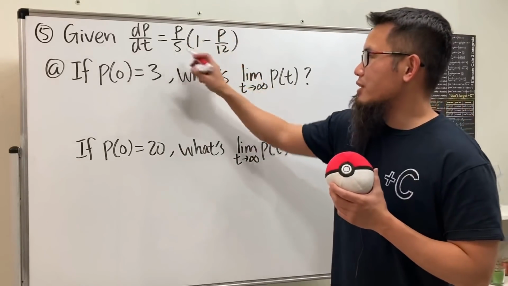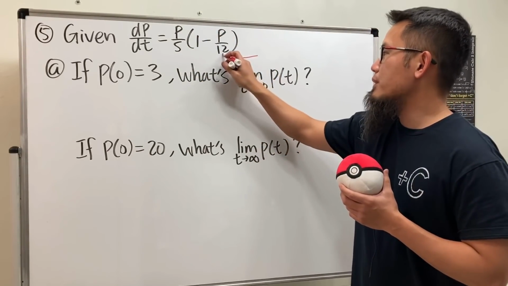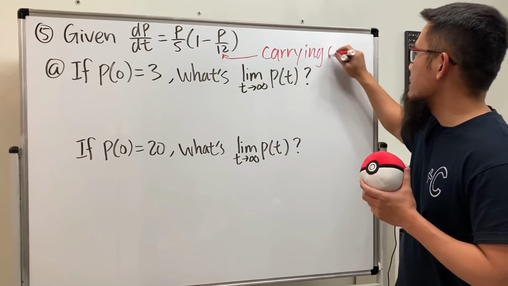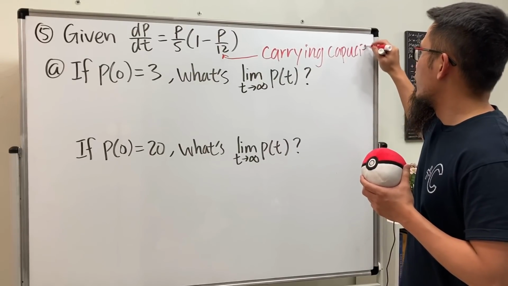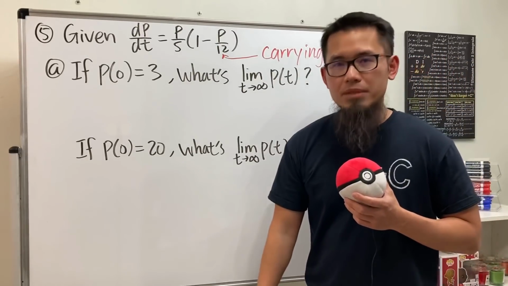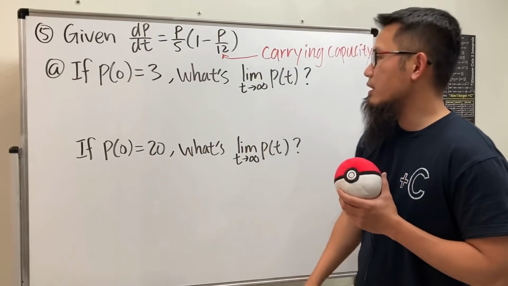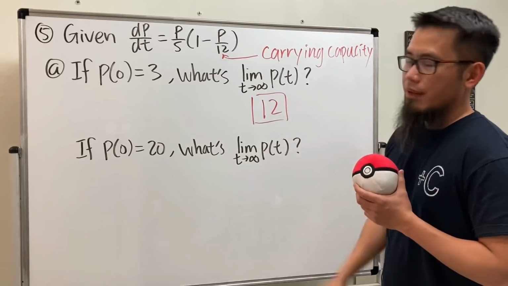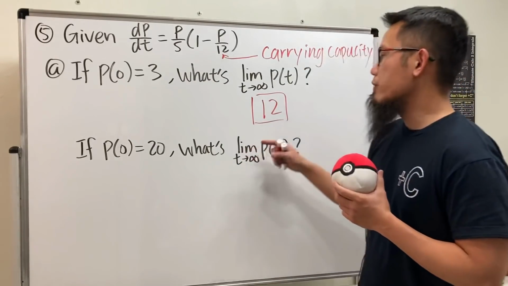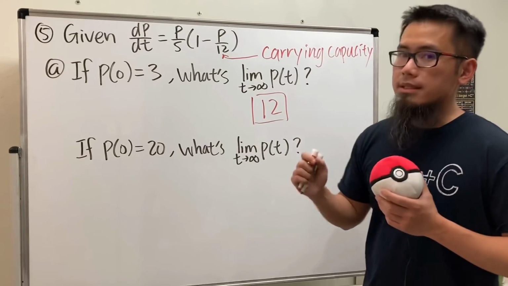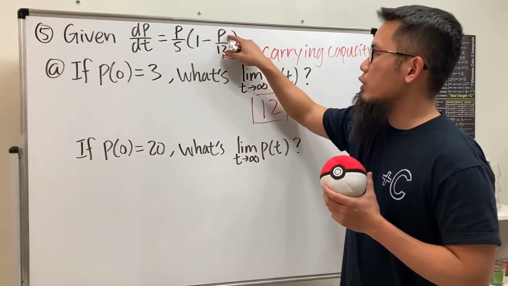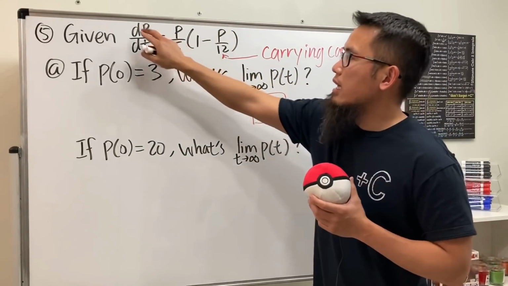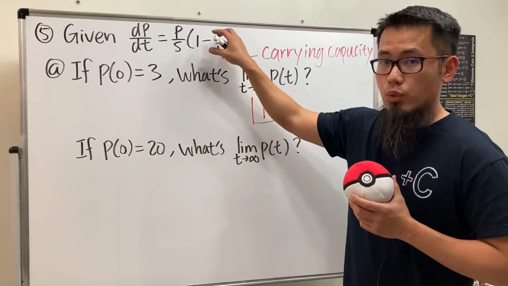Well, this is a logistic differential equation, and in fact, if you look at the 12 right here, this is exactly the carrying capacity. What does that mean? That means it's the limit. It's the answer already. So right here, if you just put down 12, this is it. Why 12 though? Well, here's the deal. When P is equal to 12, if you put it here and here, you can see that 1 minus 12 over 12 will give you 0. And you see that dP dt was equal to 0 when P is equal to 12.